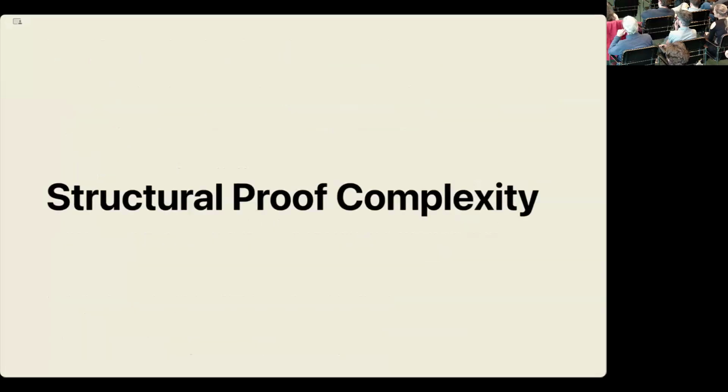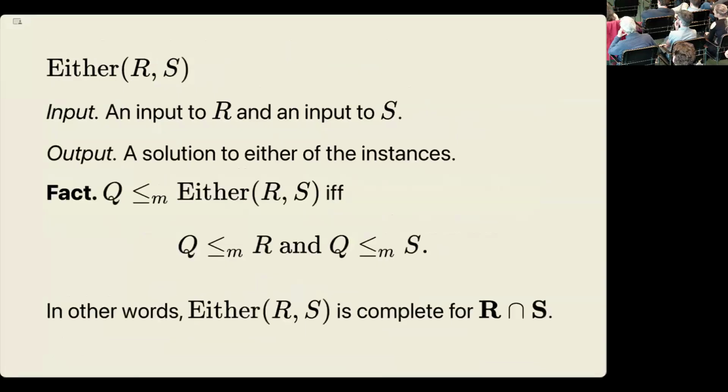And so in my last couple of minutes, let's talk a little bit about the structural proof complexity that I alluded to a second ago. I want to get to this by first starting with a new search problem that you can compose out of any old search problems. If you give me two NP search problems, R and S, I'm going to define this problem Either(R, S), which is the following. You get an input to both, and I'm asking you to solve either one of them.